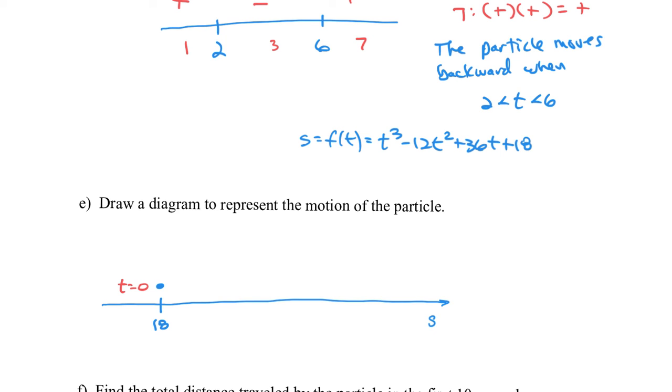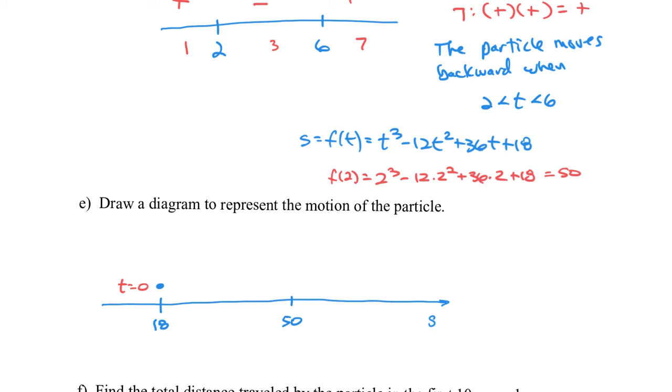Because remember, the numbers that we're kind of interested in are 2 and 6. So we stop moving at 2 seconds. So let's see where we are at 2 seconds. So what I have to do is plug in 2 here and find the position at 2 seconds. So to find f of 2, we basically have 2 cubed minus 12 times 2 squared plus 36 times 2 plus 18. And if you go through the arithmetic here, you get 50. So I'm going to go to the number line here, and let's say there's 50 there.